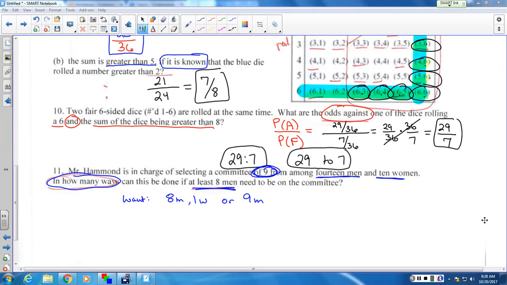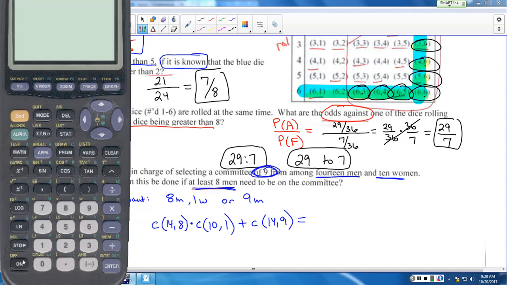And so I'm going to choose these 8 men out of the total number of men. I'm going to choose 8. And out of the total number of women, I'm going to choose 1. So that's 8 men, 1 woman. Or, out of the total number of men, I'm going to choose 9. And I'm not going to divide it by anything, because it's not a probability. It's how many ways can it happen.